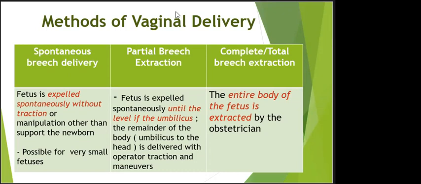We also have a complete or total breech extraction, wherein the entire body of the fetus is extracted by the obstetrician. This is often done for the delivery of the second twin, especially if it is in a transverse position or in a breech presentation. After the delivery of the first twin, which was in a cephalic presentation, we do a total breech extraction for the second twin.